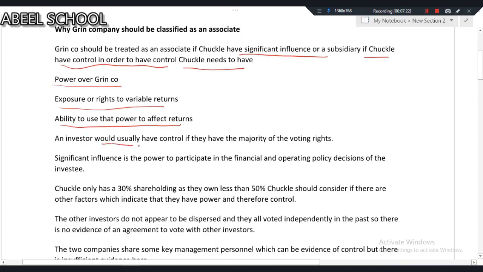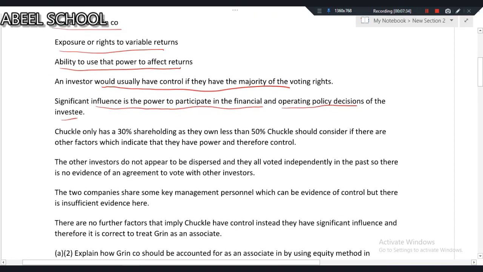An investor would usually have control if they have the majority of the voting rights. Significant influence is the power to participate in the financial and operating policy decisions of the investee. Chuckle has 30% shareholding as they own less than 50%. Chuckle should consider if there are other factors which indicate that they have power and therefore control. The other investors do not appear to be dispersed, and they have all voted independently in the past. So there is no evidence of an agreement to vote with other investors.